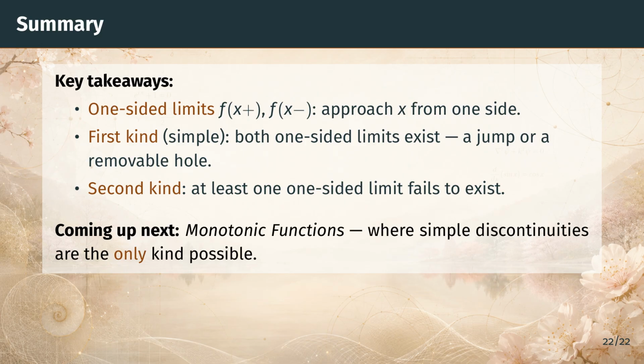With this vocabulary in place, we are ready for the next section on monotonic functions. There we will prove a remarkable fact. A monotonic function can only have discontinuities of the first kind, the simple jumps, and moreover, it can have at most countably many of them. The wild second-kind behavior we saw today is simply impossible once a function is monotonic. That is a perfect illustration of how today's classification pays off.